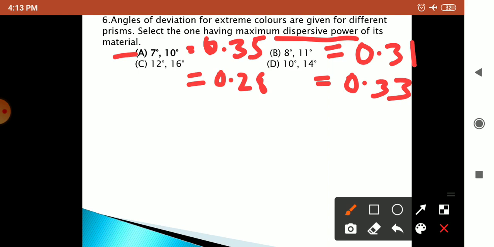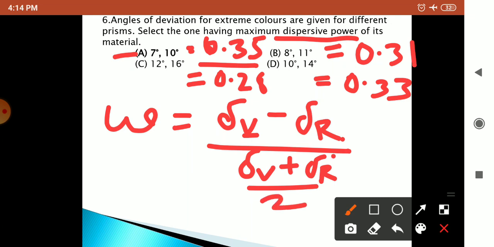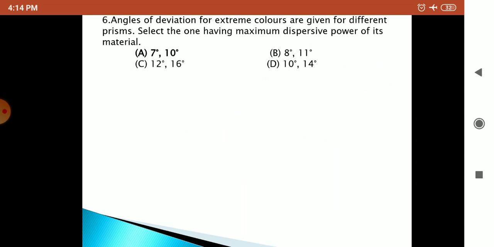So remember, when you have a number of options, you can solve from the option side also. For maximum dispersive power we have taken the formula omega is equal to delta V minus delta R, where delta V is the angle of deviation for violet color and delta R is the angle of deviation for red color, upon delta V plus delta R upon 2. So keep in mind this formula. So the option is the first one.